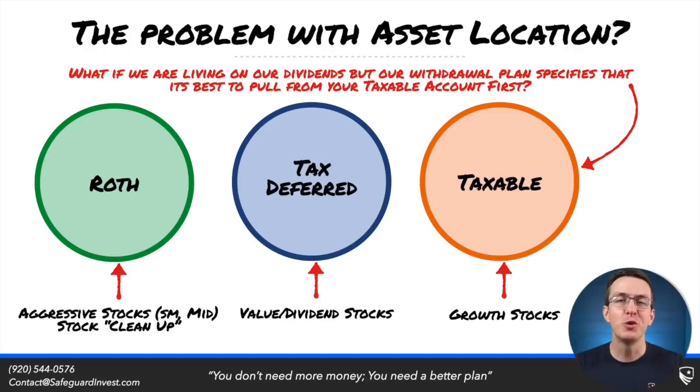But here is a mental roadblock for some. Let's say our withdrawal strategy calls for us to pull all of our income from a taxable account. And let's say as part of our income plan, we plan to live on the dividends that our stock portfolio is generating. Well, how do we asset locate properly but still withdraw from the account that we want to withdraw from? We use the strategy that is the focus of today's video, relocation.